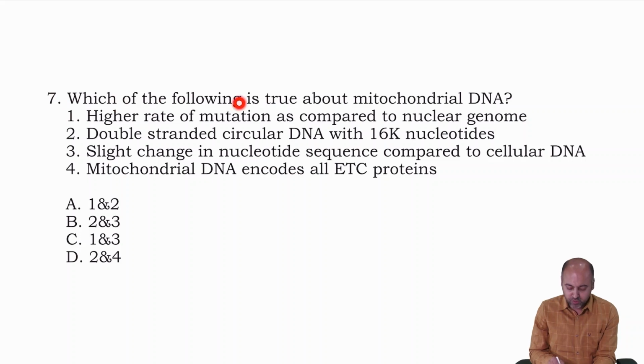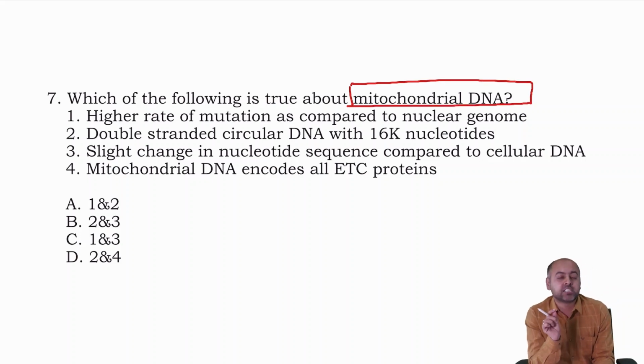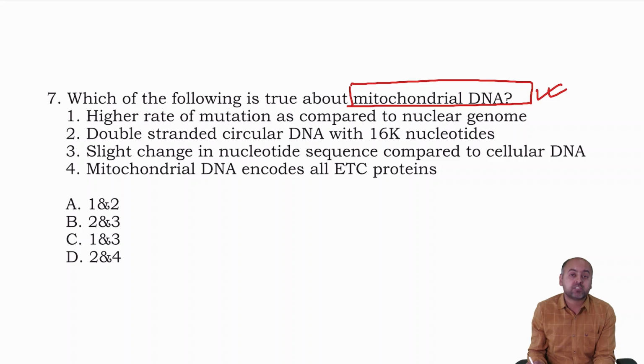Now, which of the following is true about mitochondrial DNA? You have various options. Higher rate of mutation as compared to nuclear genome, double stranded circular DNA with 16,000 nucleotides, slight change in nucleotide sequence compared to cellular DNA. Mitochondrial DNA encodes all ETC proteins, and then we have the combinations 1 and 2, 2 and 3, 1 and 3, 2 and 4. So here you have to understand two things. Number one, questions on mitochondrial DNA are very frequently asked in the INICET exam. Please look at the very short note that we have on mitochondrial DNA. You are always going to get one question from mitochondrial DNA, the inherited disorders, the inheritance pattern. That should be clear in your mind.